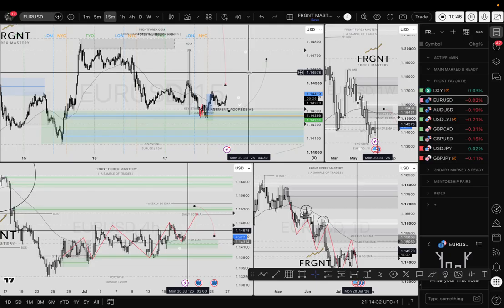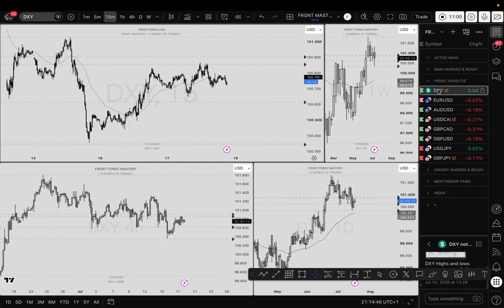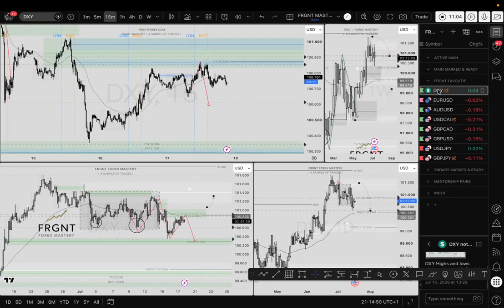So I gave US dollar CAD a miss based on the fact that, well, EU just looked nicer in terms of using the DXY as a confluence. The DXY was looking weak from a particular area on the chart, which I'll show you just now. If it decides to load, and all my drawings are still there.